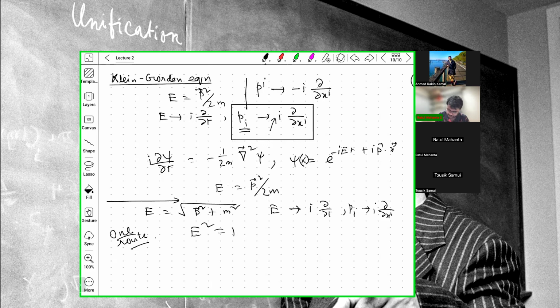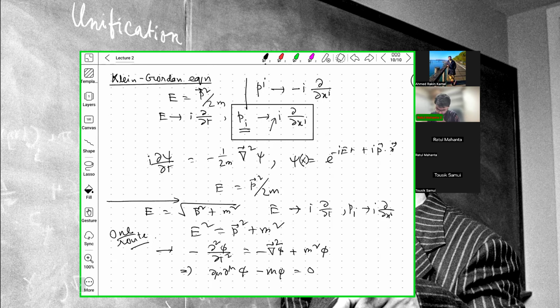you square the equation. And this will lead to an equation, and you can also combine it. This will be this, I think. Let me check about the sign. Okay, so this is plus. So it can be written in compact notation. This is what is known as the Klein-Gordon equation.